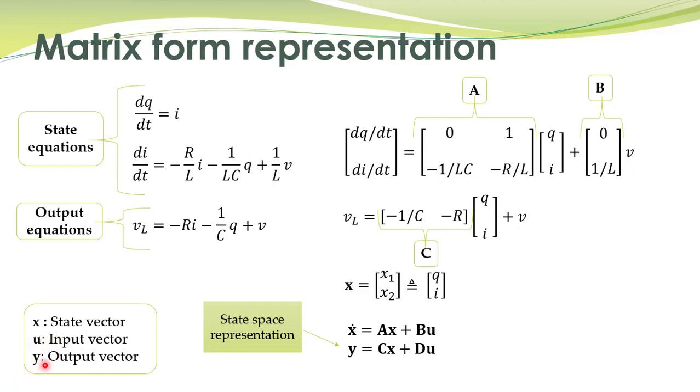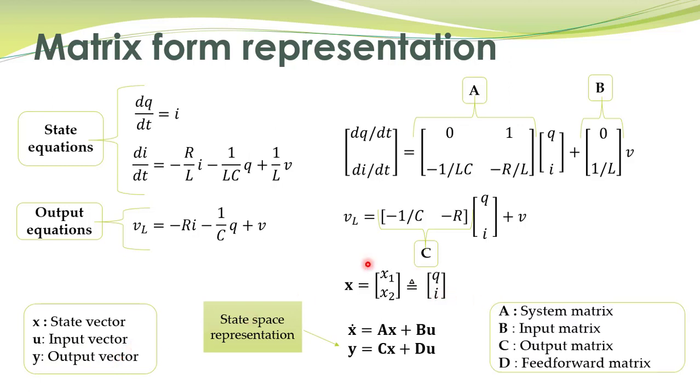U is the input vector, Y is the output vector, and this matrix A, this one, is called the system matrix. This matrix, which is multiplied with the input to the system, is called the input matrix. This matrix, which is multiplied with the state variables, is called the output matrix, and the thing which is multiplied over here and denoted by D is called the feed forward matrix. And this representation is the state space representation. So I think all these concepts are clear.